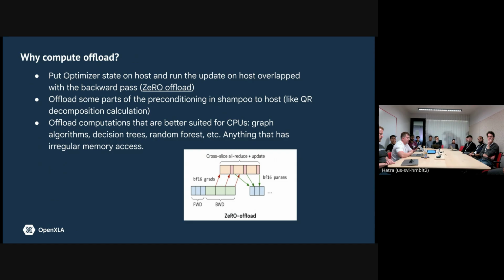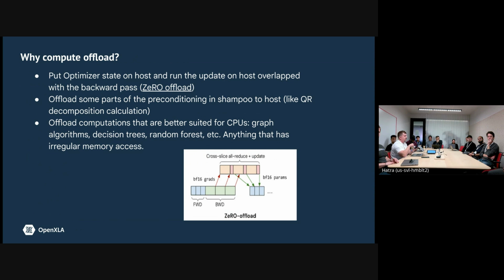Things like second order optimizers, Shampoo optimizers, they rely on QR decomposition, and they have to keep a lot of state for the optimizer in memory. So it might be easier to do some linear algebra things on the host if it's not supported on your device.